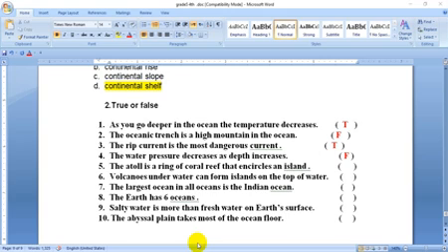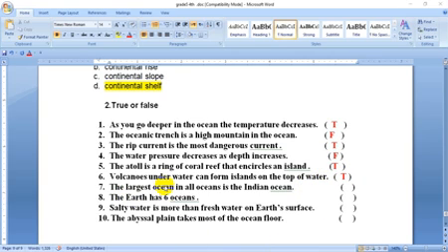Question 5. The atoll is a ring of coral reef that encircles an island. Yes, the atoll is a ring of coral around the island. So true. Question number 6. Volcanoes underwater can form islands on the top of the water. The answer is true, because as we said, volcanoes release lava and lava goes out and cools down and forms islands. So the answer is true.